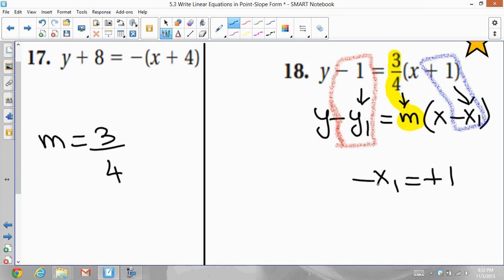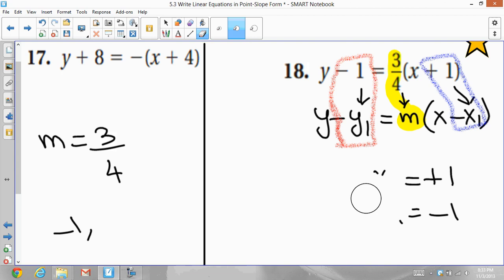Now remember, I needed positive x1, so which means I'm going to change the sign here to a positive and change the sign here to a negative. So I got my x value to be as negative 1. And now I am looking at my y value.